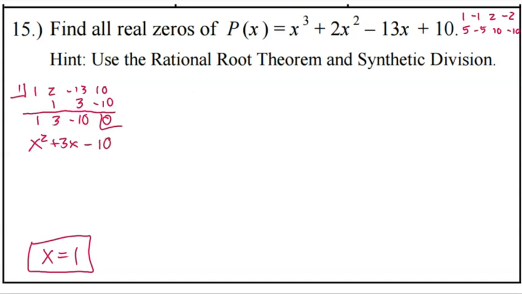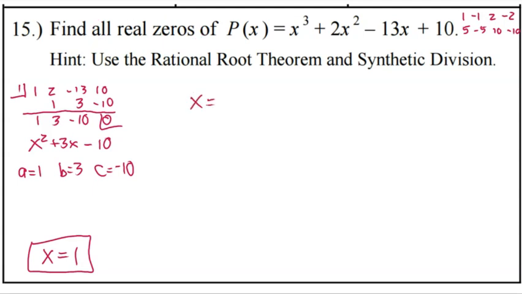And so the thing is, this could be factorable. And if it is factorable, then we can find the other 2 zeros without doing any more synthetic division. Or we can do the quadratic formula. And that's what I'm going to do. We can do a equals 1, b equals 3, and c equals negative 10. I'm going to go ahead and do the quadratic formula, and that's going to guarantee that I get any more real zeros that remain, okay?